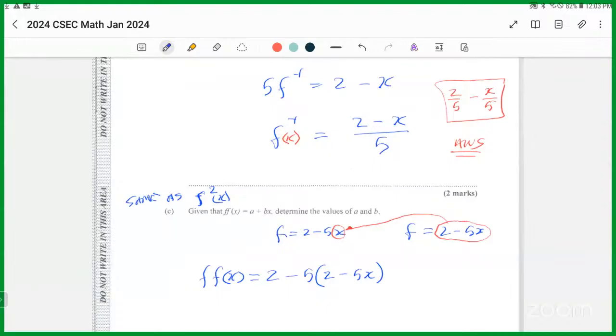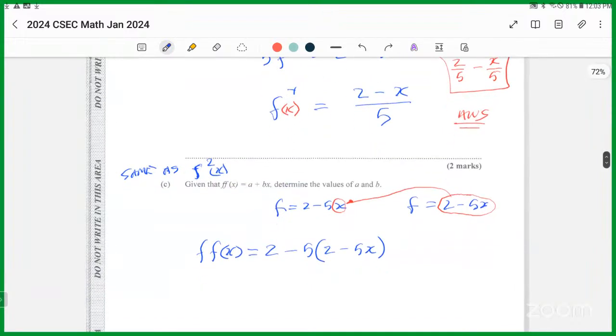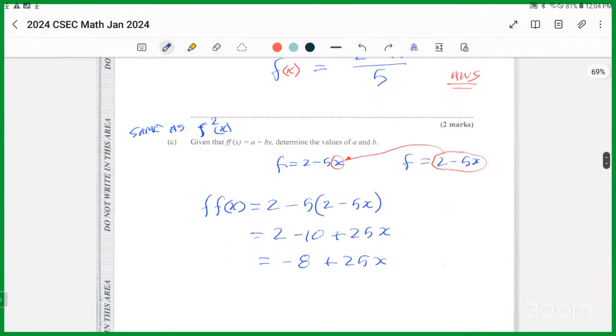Do you understand that so far? You just need to simplify it. I want it in this form. So we get 2, then minus 5 times this 2 gives us a negative 10. Then minus 5 times this minus 5x gives us a plus 25x. Then 2 minus 10 is negative 8 plus 25x, which is in the same form as this. So this right here is the answer that we want.